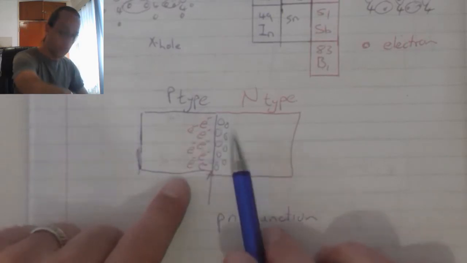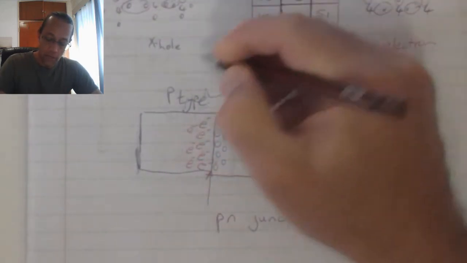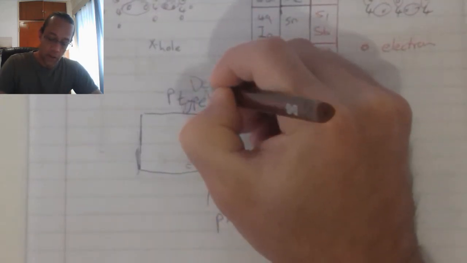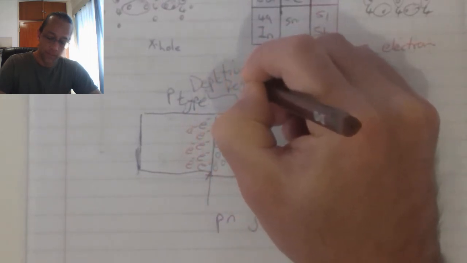This area created between the N and the P-type material, that is called my depletion region.